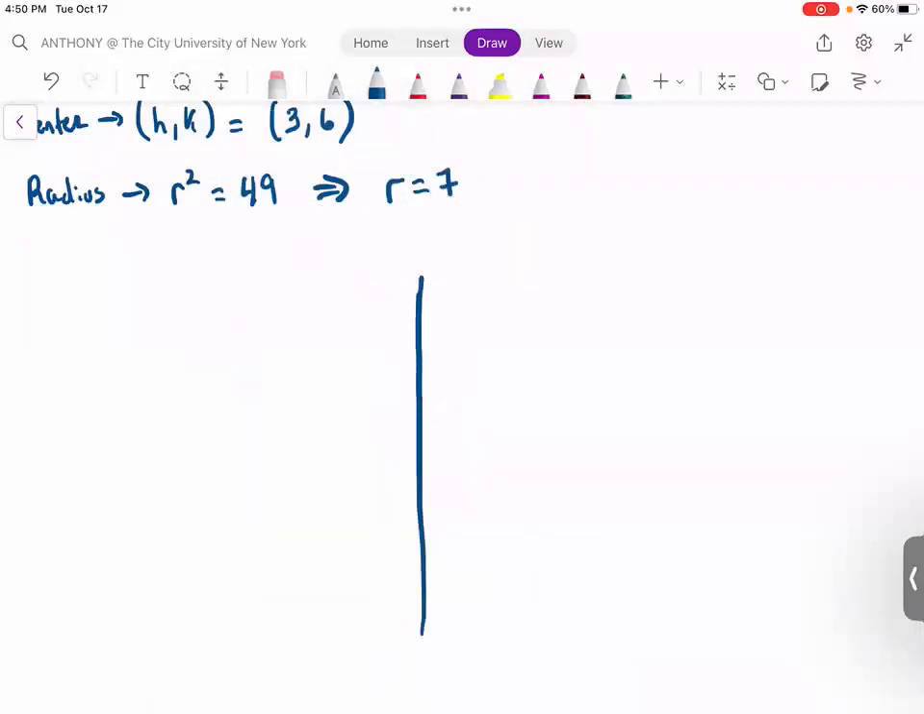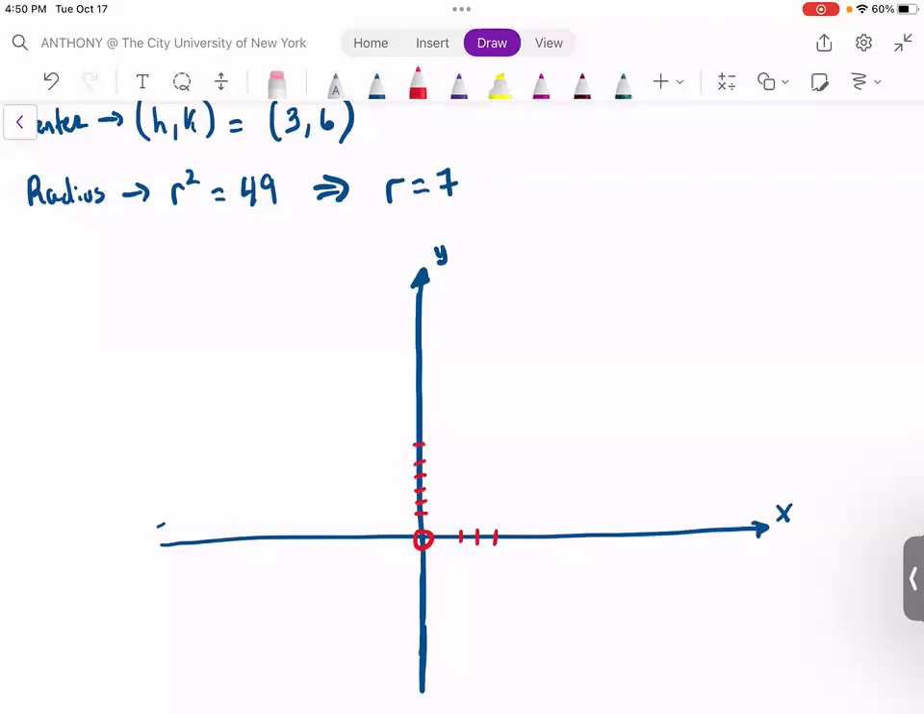All right, so here's my y-axis. Here's my x-axis. Now, please note that my circle's not being drawn to scale, so I might not get a very nice circle. Here's how this works. First, you plot the center. The center was defined as 3, 6, which is an ordered pair in the first quadrant. So 1, 2, 3, 4, 5, 6. Here's your center point. I put it in red.